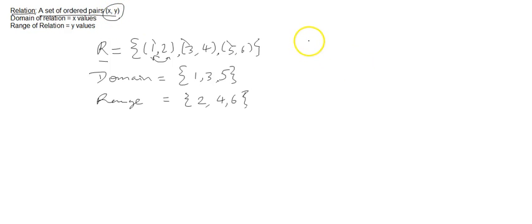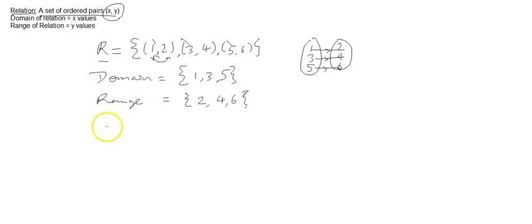Now if you want to represent an arrow diagram and show a relation between these two, I'll just put 1, 3, 5 on this side, and 2, 4 and 6 on this side. As 1 is related to 2, I'll make an arrow between the two. 3 is related to 4, so I'll make an arrow. And 5 is related to 6, so I'll make an arrow like this. So this is called the arrow diagram.